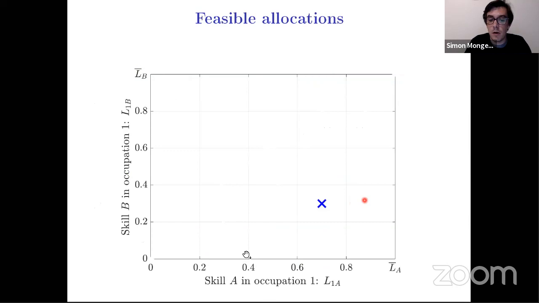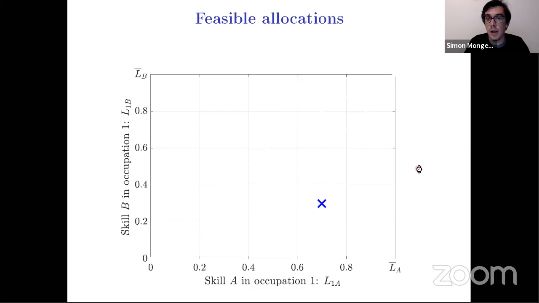Okay, so I'm going to explain a bunch of stuff through some simple figures, which are going to look like Edgeworth boxes. So on the x-axis, I'm going to have the aggregate allocation of skill A to occupation one. On the y-axis, the aggregate allocation of skill B to occupation one. This is the aggregate endowment of skill A. This is the aggregate endowment of skill B. Given a particular allocation, whatever is left over is the allocation to occupation two.